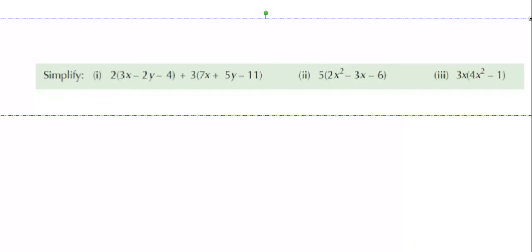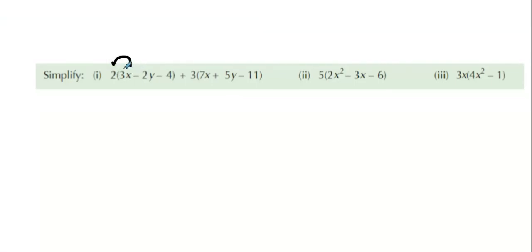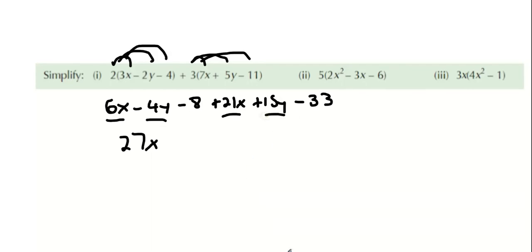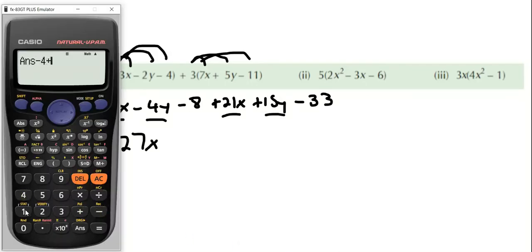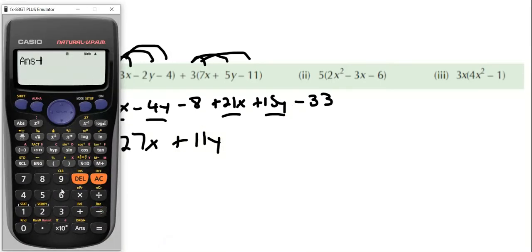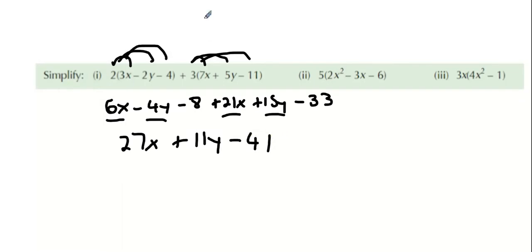Okay, now we're doing more simplification questions. So we're multiplying them out. And we get 6x minus 4y minus 8. Then we get 21x plus 15y minus 33. And then the x is 6x plus 21x is 27x, minus 4y plus 15y. Once again, you can put in your calculators minus 4 plus 15. You get plus 11y. And minus 8 minus 33. Once again, I advise you to use the calculator as much as you can. Minus 41. Okay, so that's that question done.